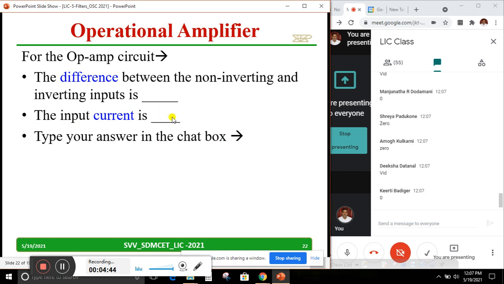So here, the input current entering into the op-amp is equal to, and VID should be how much? All of you are saying VID is correct. VID difference should be how much? I think Naina, Pooja, Sita, Usha, Omkar. Many students are giving the answer. It is 0.